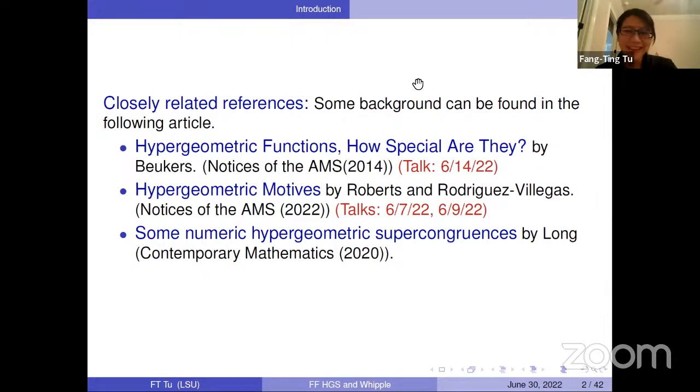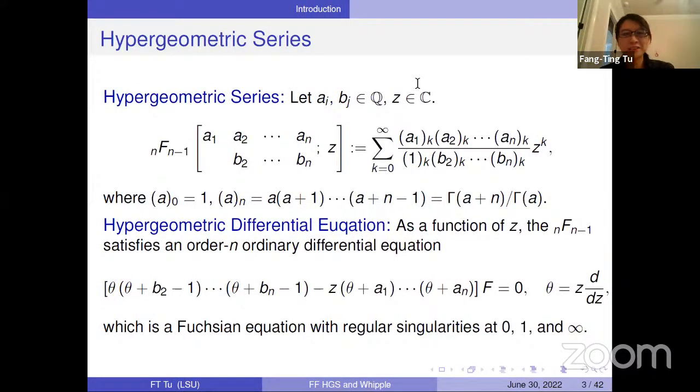So, and yeah, some of the background in my talk are discussed in previous talks by Boykers and Rogers, Viegas, and also my talk. So yeah, I would like to apologize if you have already seen many examples and the definition before. So okay, apology number one, the definition of hypergeometric functions.